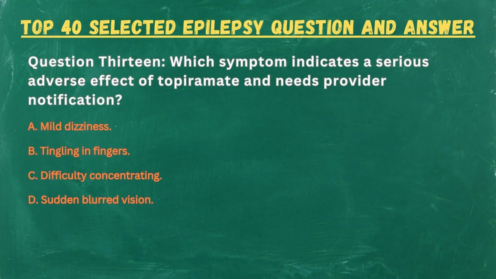Question 13. Which symptom indicates a serious adverse effect of topiramate and needs provider notification? A. Mild dizziness. B. Tingling in fingers. C. Difficulty concentrating. D. Sudden blurred vision. Answer: D. Sudden blurred vision.